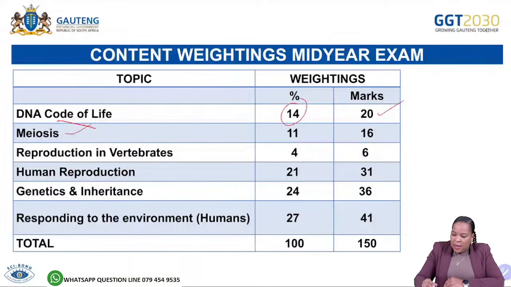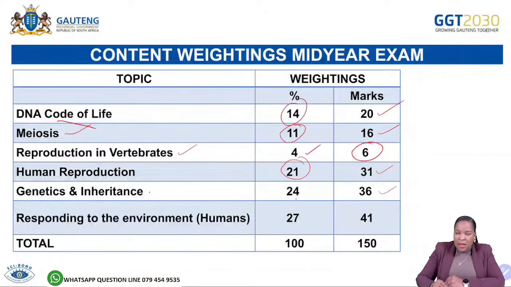And in meiosis, it will be 16 marks out of 150, which amounts to 11%. And then reproduction in vertebrates, this is a smaller topic. Because we are half yearly, you are only going to be assessed for 4% of this paper, and that amounts to 6 marks. And then human reproduction, this is quite a lot. This is 21%, that will be amounting to 31 marks out of the 150. And in genetics and inheritance, 24%, that will be amounting to 36 marks.